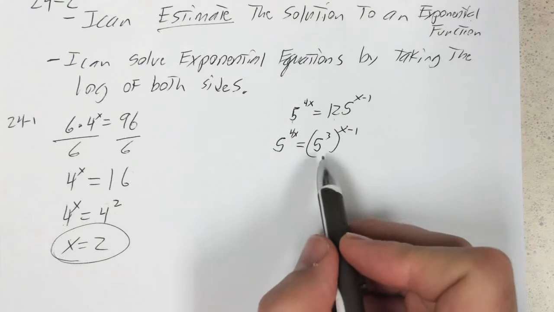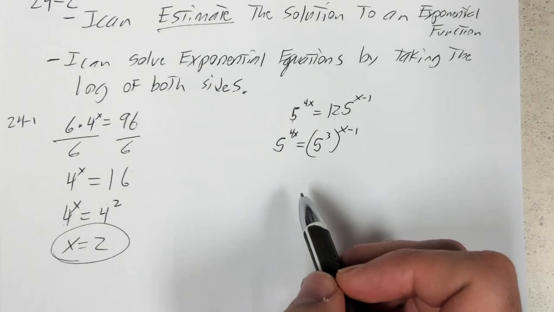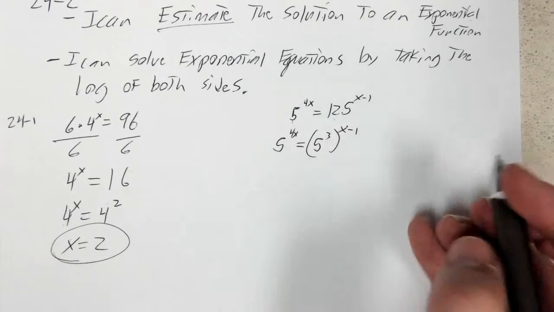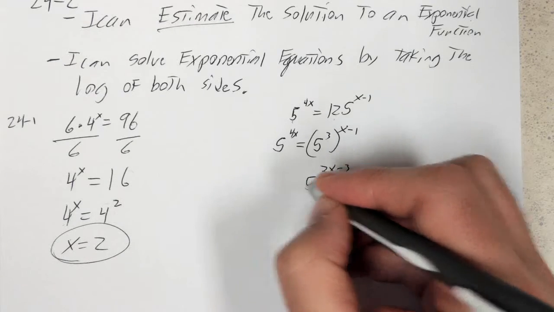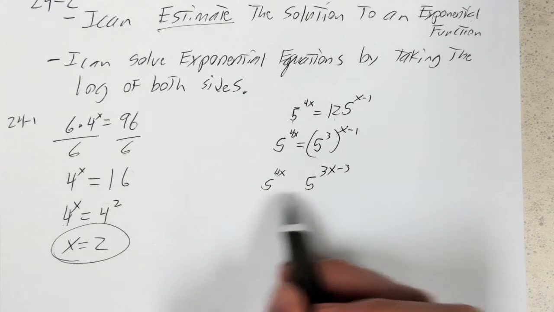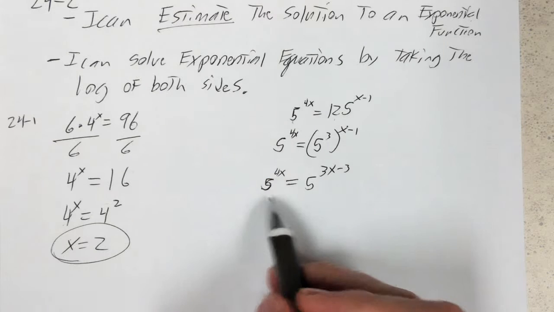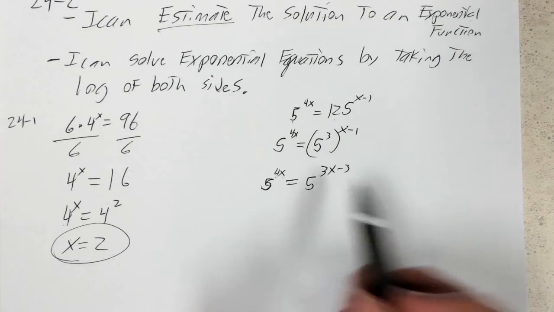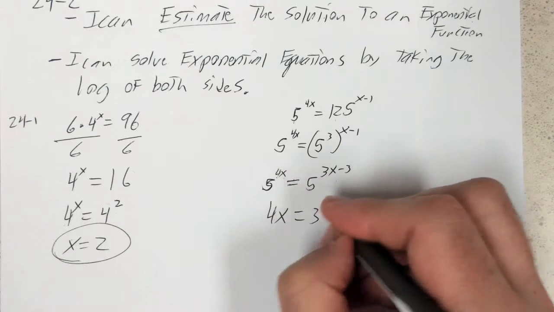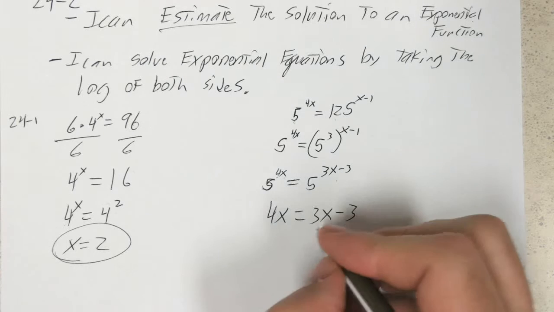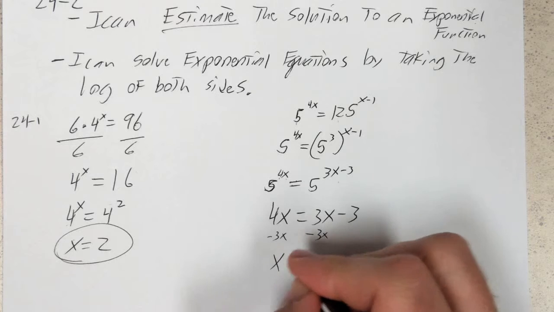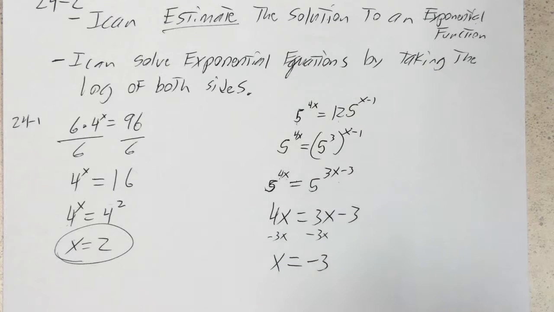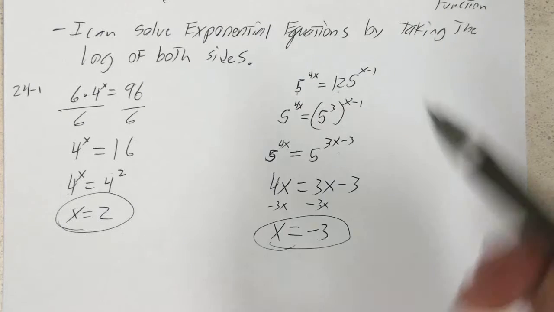That's to the power of x minus 1. Now what we're going to do is take this 3 and multiply it here, so 3 times x minus 1 becomes 3x minus 3. So we have them with the same base equal to each other. Well, 5 to this power is equal to 5 to that power, so this is equal to that. So 4x is equal to 3x minus 3. Then we just subtract 3x from both sides. x is equal to negative 3. And so that's one way to go about solving.